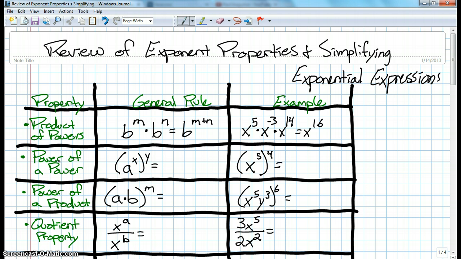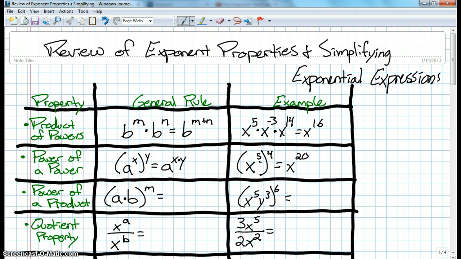Our next property here is the power of a power. So here we already have an exponential term like a to the x, and it's raised to another power, the whole thing raised to the y. Power of a power tells us that you actually multiply the 2 exponents here. It becomes a to the x times y, whatever the product of that would be. For this example, we have x to the 5th to the 4th. That's the same then as x to the 20th.